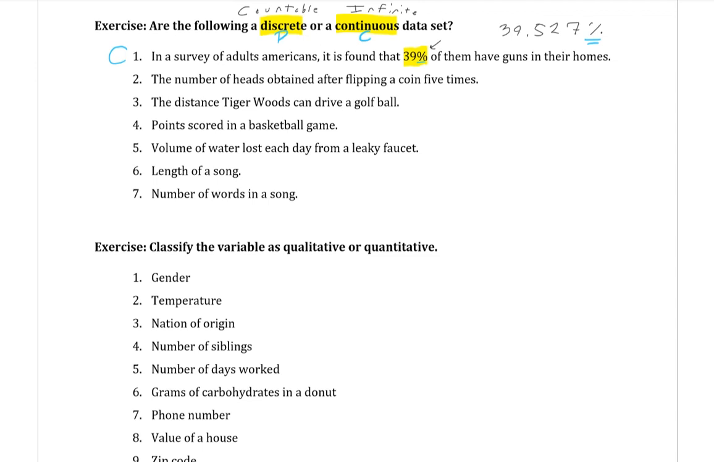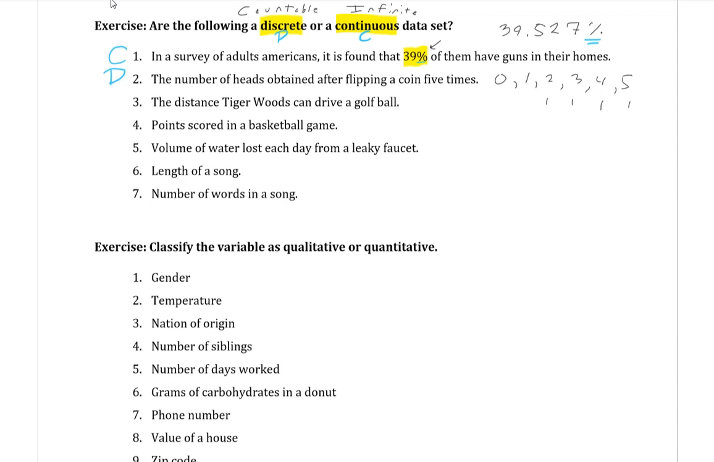The other ones should be a lot easier. The number of heads obtained after flipping a coin 5 times. All right, well, the possibilities of that, I could have 0 heads. 1, 2, 3, 4, 5. These are all the different possibilities I can have. I can easily count that by just pointing at my fingers. So just 1, 2, 3, 4, 5. I can count all of those really easily. That means since it is countable, it is likewise considered discrete.